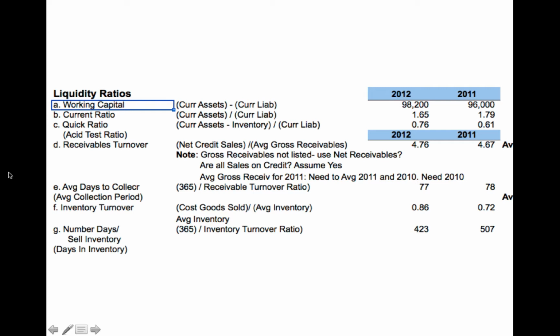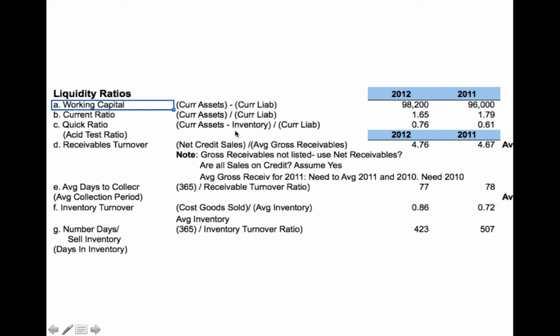So working capital and current ratio are very similar. Working capital is current assets less current liabilities. You want a positive number, more assets than liabilities. Current ratio, on the other hand, explains it as current assets divided by current liabilities. You want at least $1 of current assets or more as compared with your current liabilities. So you want a ratio of more than one, or a positive working capital number, positive versus negative.